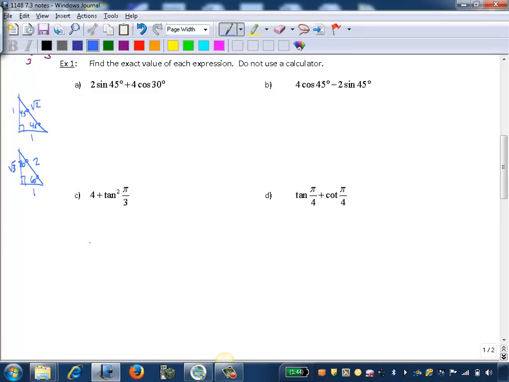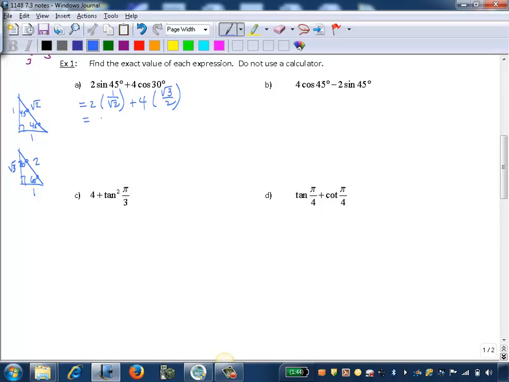Okay, so part A, we want 2 times sine of 45 degrees. Now we want sine of 45, so if I use this 45, it doesn't matter which one. Sine is the opposite over the hypotenuse, so the opposite is 1 and the hypotenuse is radical 2. So I want 2 times 1 over radical 2 plus 4 times, now I want cosine of 30. Cosine is the adjacent over the hypotenuse. So here's my 30. My adjacent would be radical 3 and my hypotenuse would be 2. So my cosine will be radical 3 over 2.